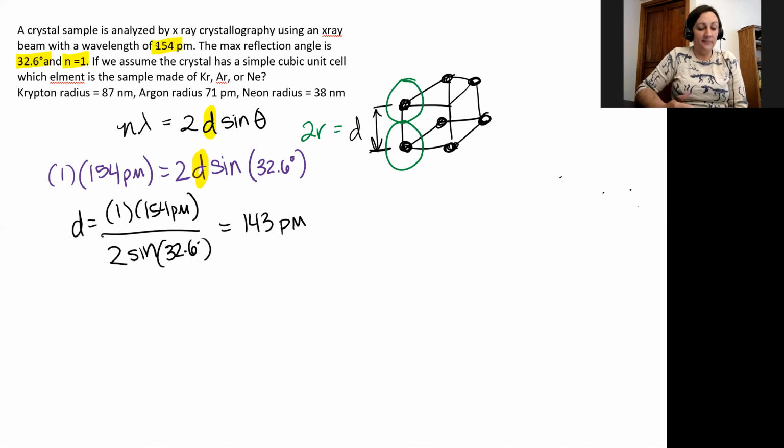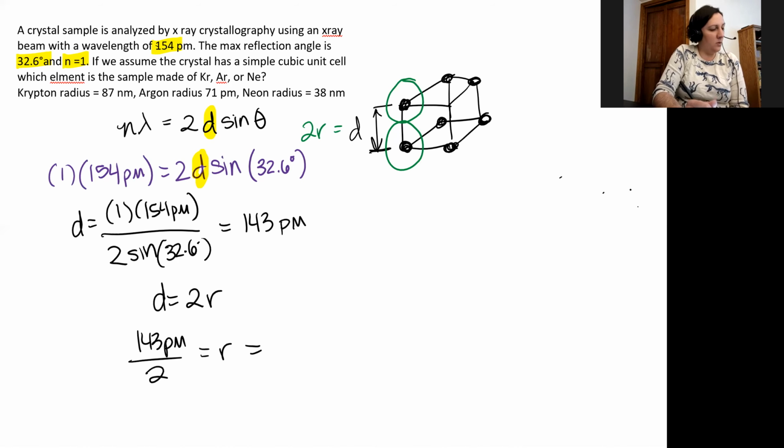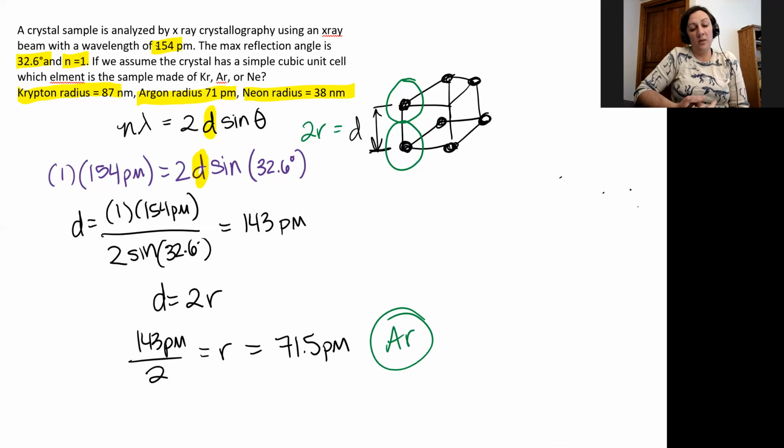So that's d. I know that d is going to be equal to 2 atom radii, so I will plug that in and divide by 2. 143 picometers divided by 2 is going to give me r, which should be equal to about 71.5 picometers. Looking at our 3 options, krypton's is 87, argon is 71, and neon is 38. This tells us that our closest one is argon. So we can assume that we've got a simple cubic arrangement of argon atoms in this crystal.